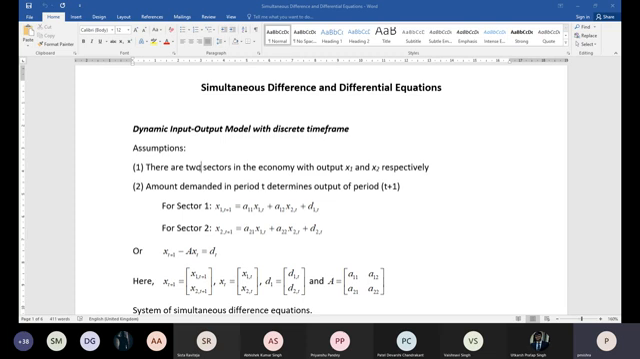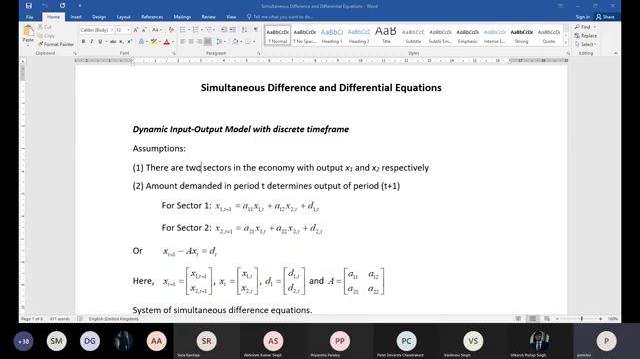I'm also assuming that the output of one sector is partly used for further production in that sector and also for production in other sectors. And the rest is used for final demand. So X1,t+1 is equal to A11 X1t plus A12 X2t plus D1t.